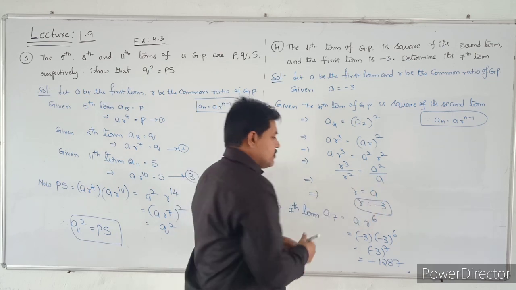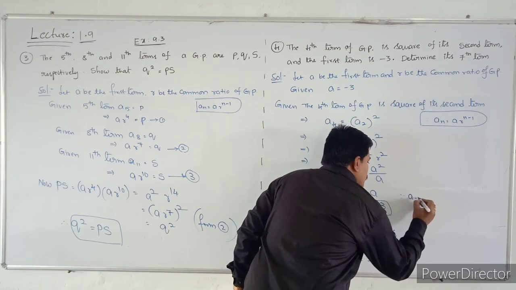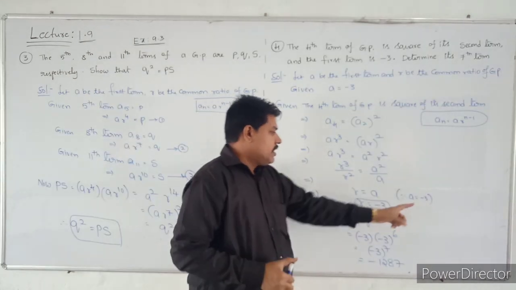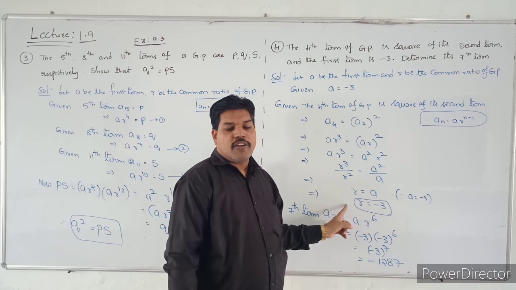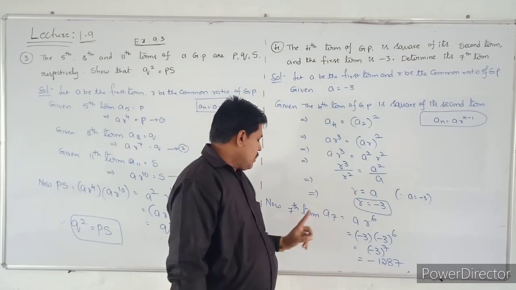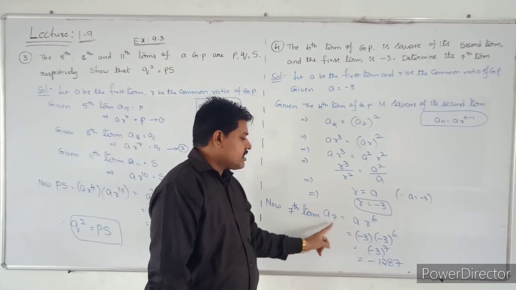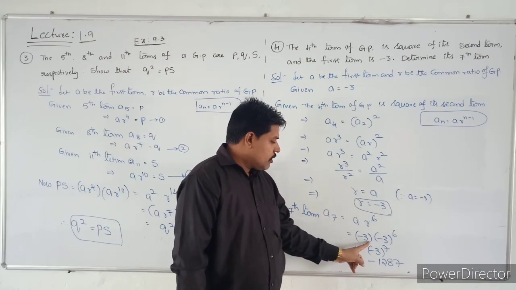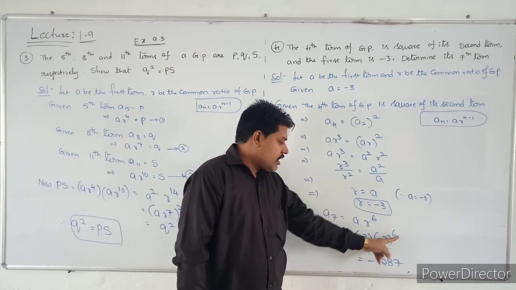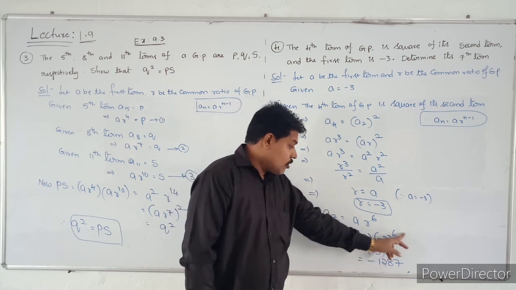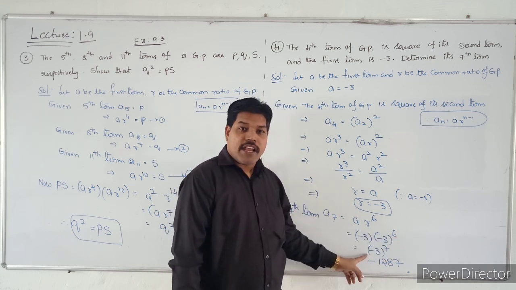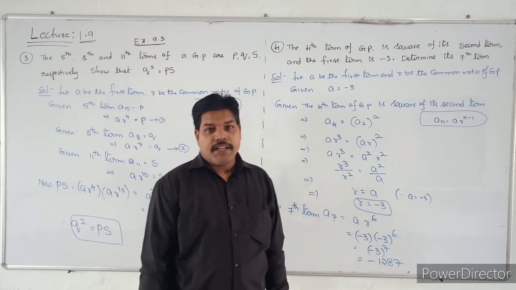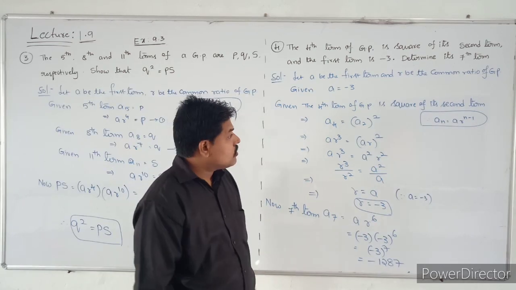But since the A value is minus 3, already we know that, just replace the value here, A is equal to minus 3, then it will become R is equal to minus 3. So now the seventh term, A7 is equal to A into R power 6. The A value is minus 3 and R power 6 is minus 3 whole power 6. So it will become minus 3 whole power 7. So that is minus 1287. See the question once again.